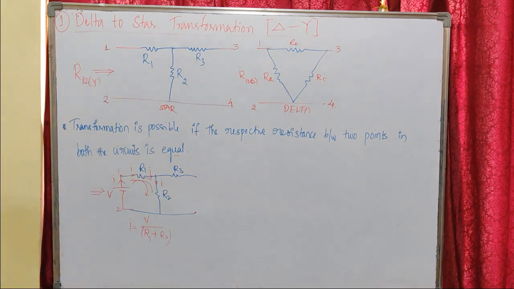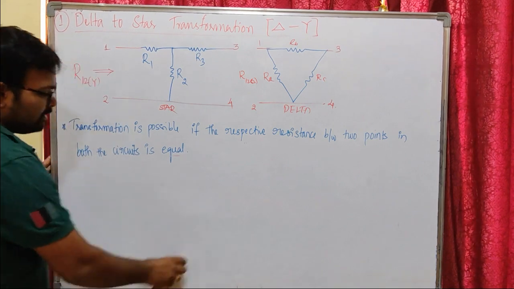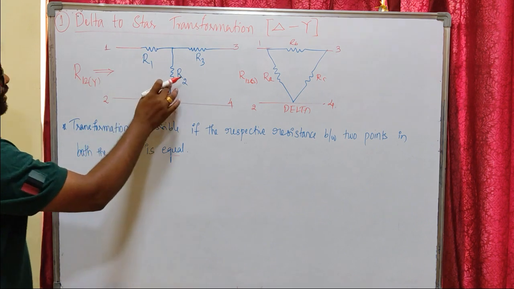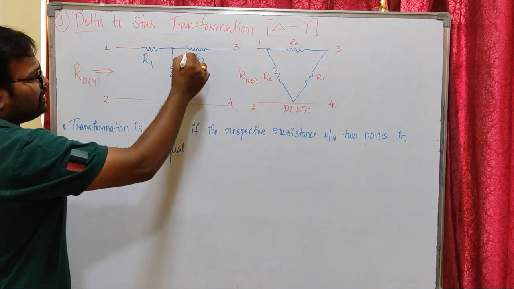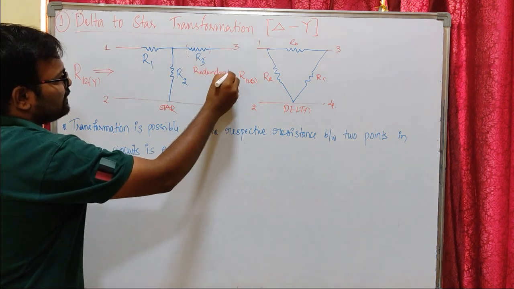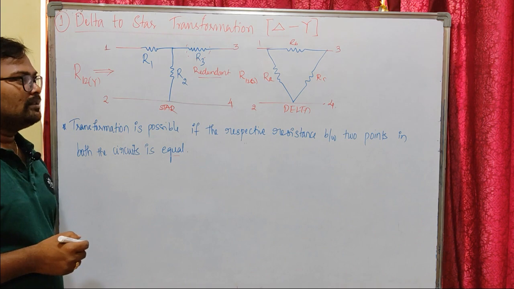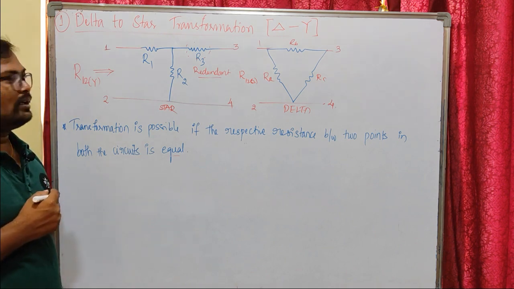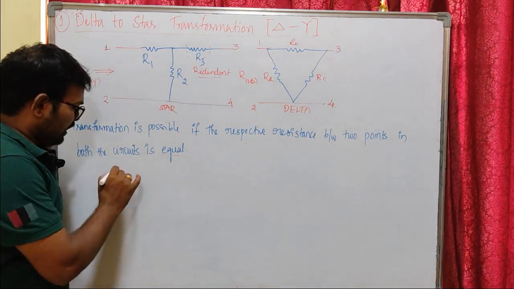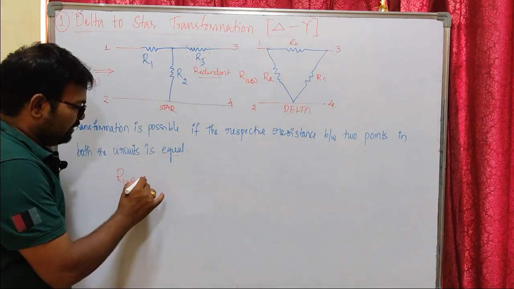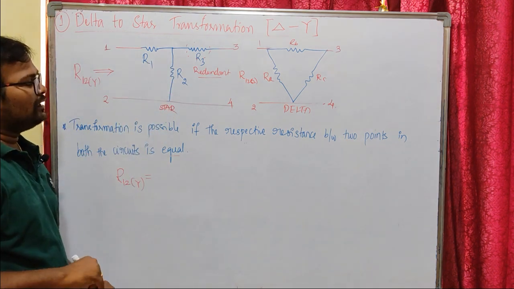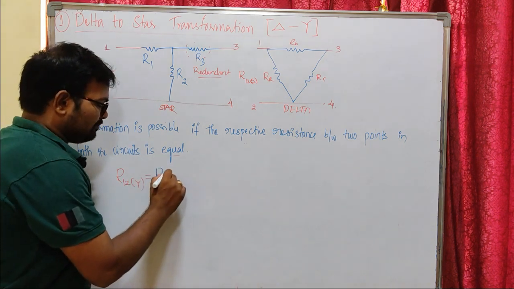So what I mean to say is the resistance offered between points 1 and 2 of the star connection is the sum of R1 plus R2 only, because R3 is not considered. It is treated as redundant, because no current flows through R3, so it is neglected. Redundant means there is no useful work done by that resistor. So the only resistors performing in the circuit are R1 and R2. So R12 star can be given as R1 plus R2, because current will flow only through R1 and R2. R3 is taken as redundant.